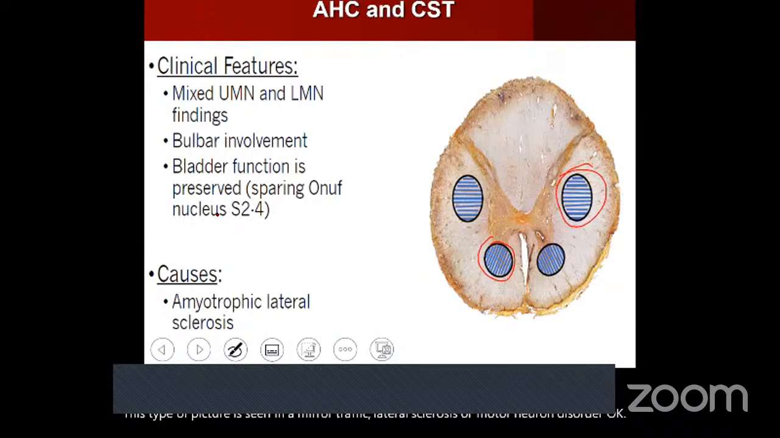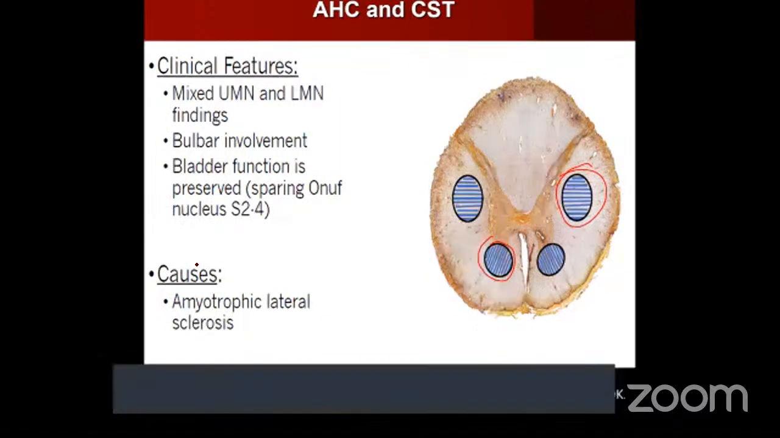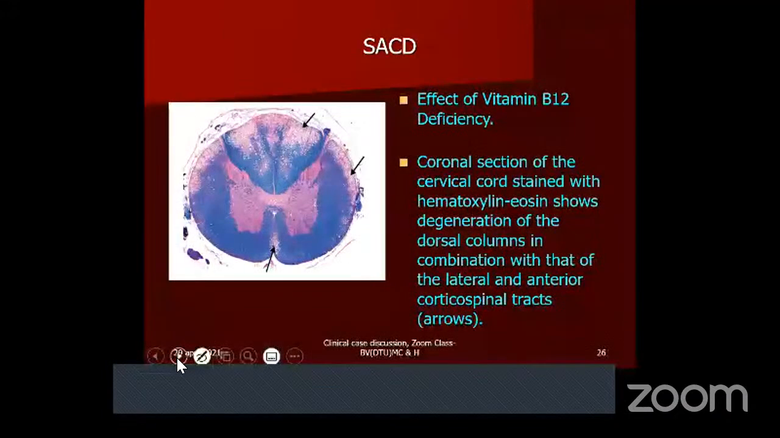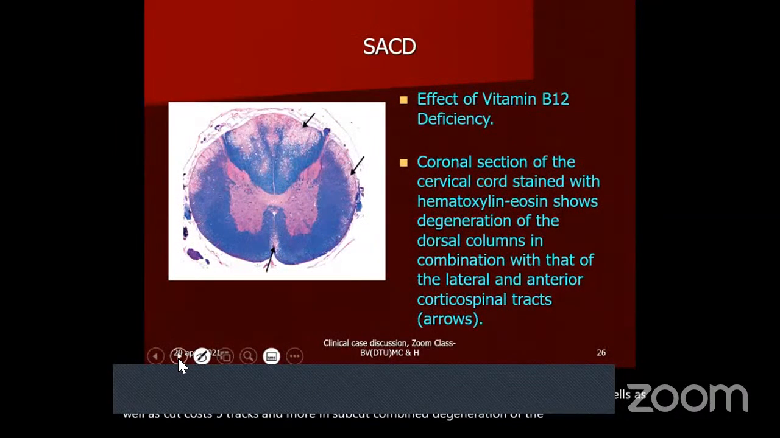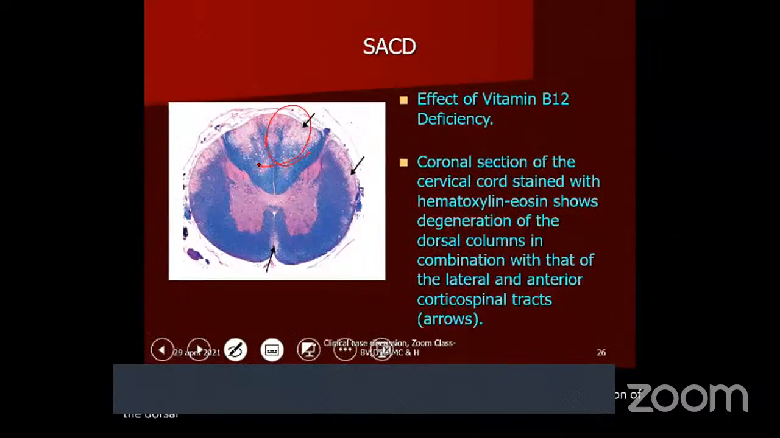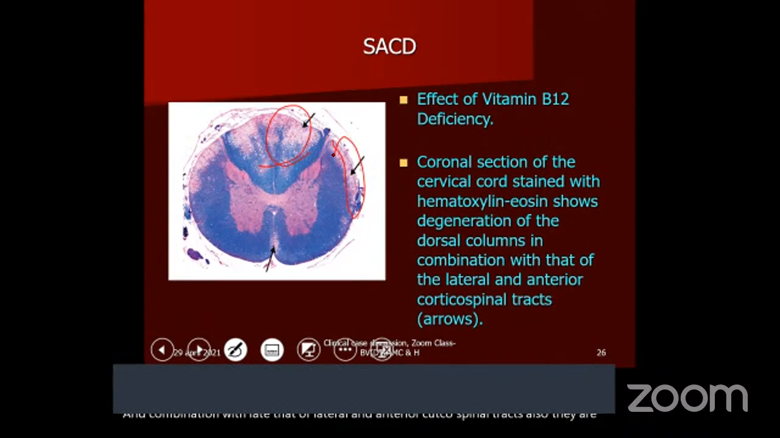So this is another type of spinal cord syndrome where anterior horn cells as well as corticospinal tracts are involved. In subacute combined degeneration of the cord, you see the coronal section of the cervical cord, stained with hematoxylin and eosin, showing degeneration of the dorsal columns, in combination with that of the lateral and anterior corticospinal tracts. So in subacute combined degeneration of the cord, you will have problems of both the posterior columns as well as the spinal cord.